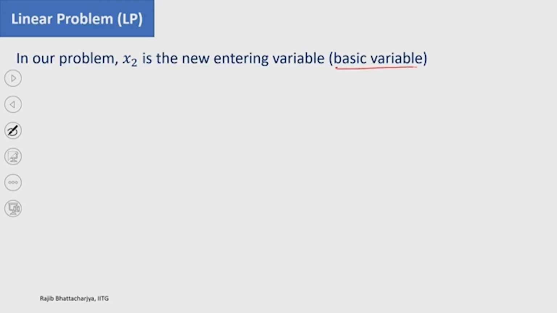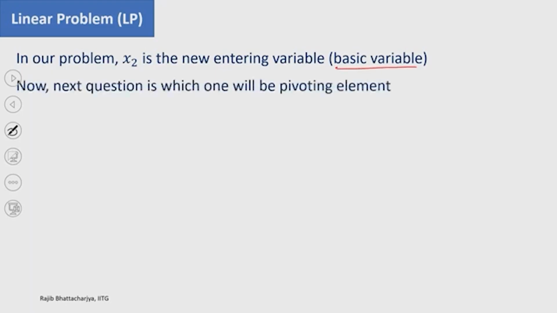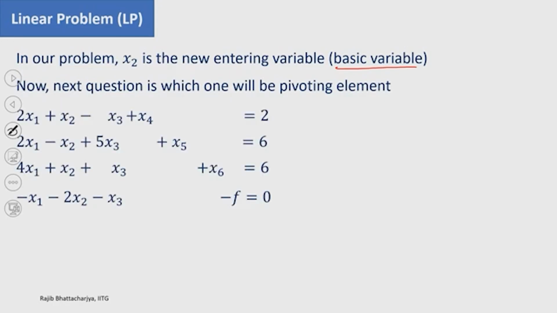So, this will be the basic variable. Now, the next question is which one will be the pivoting element. The pivoting element may be this one or this one. It may be this one, it may be this one, it may be this one. So, we have to take a decision at that.